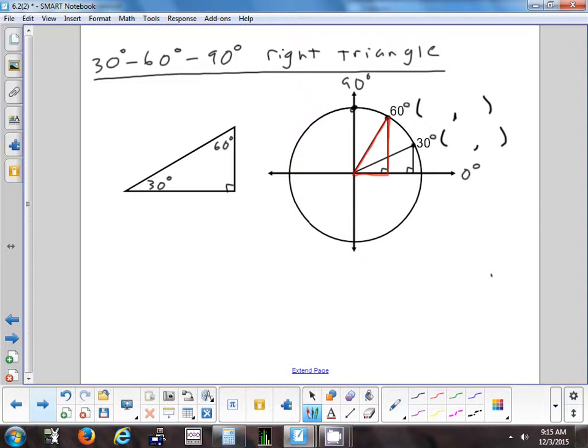Aren't those two triangles the same size? Yes, they're the same triangle, just kind of flipped and turned on its side. Yep. These are congruent triangles, the one in red and the one in black. So that gives you a real hint. If you know the coordinates for 30, it's probably pretty easy to get the coordinates for 60.